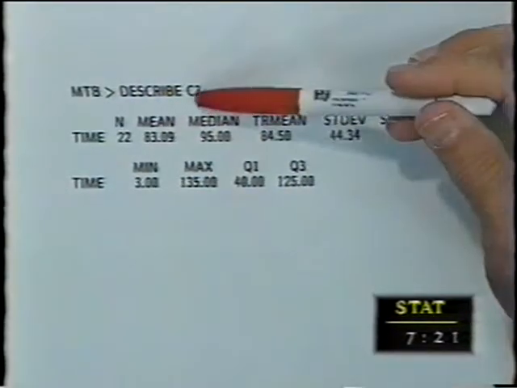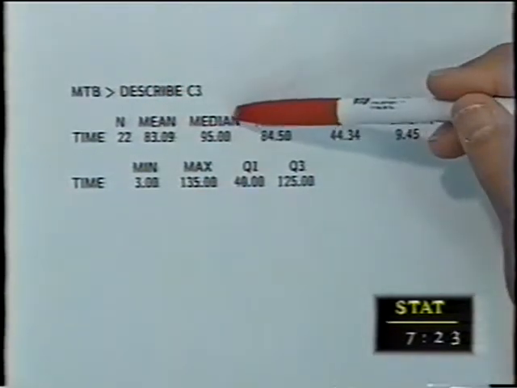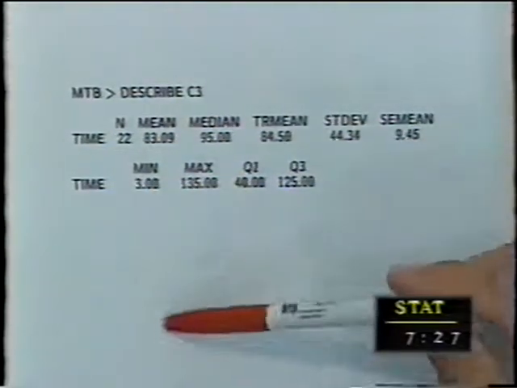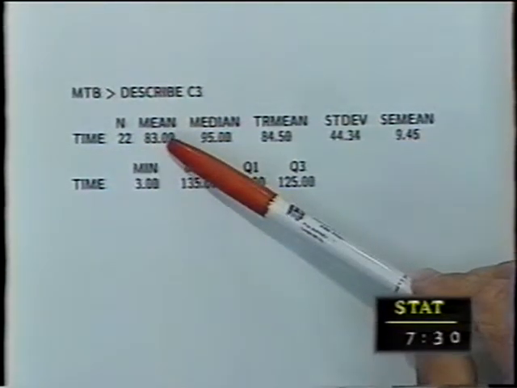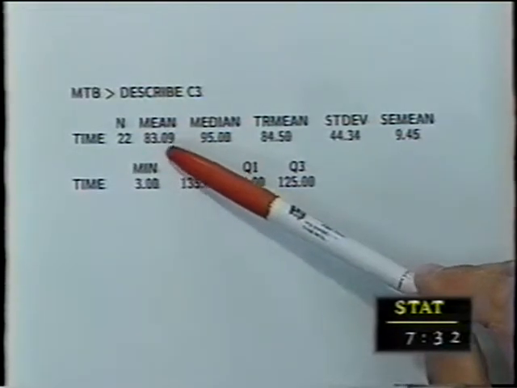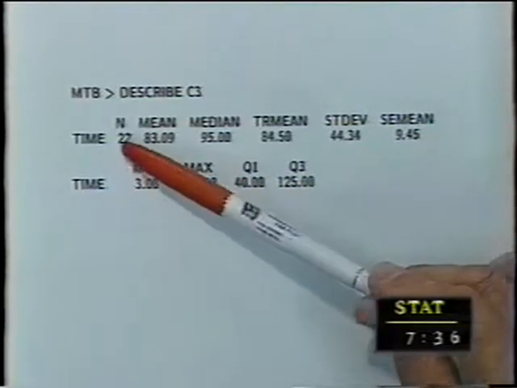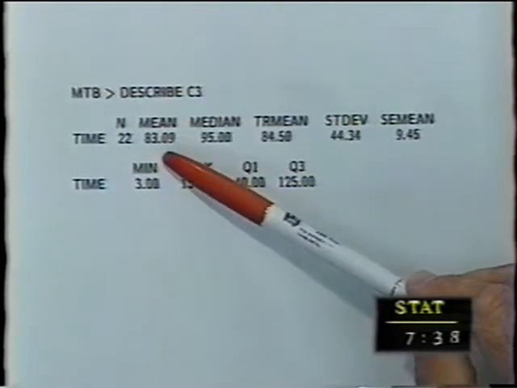Let's say I put some numbers in C3, and I say, describe C3. Put my data in C3. Describe C3. What Minitab would do is describe it. It would say, oh, there's 22 observations, the mean. By the way, it means the average. Even Minitab says mean, when it really is the average of the data, of these 22 data points, 83.09.